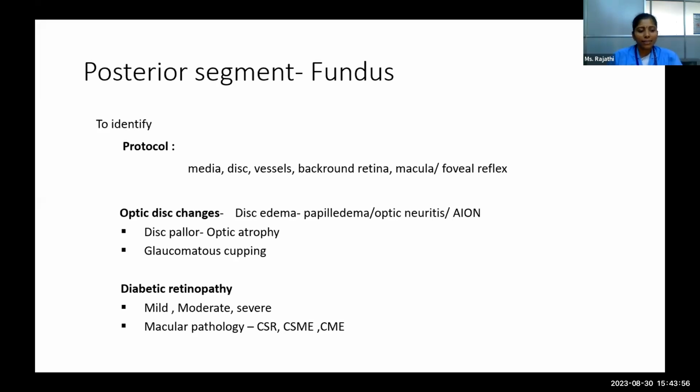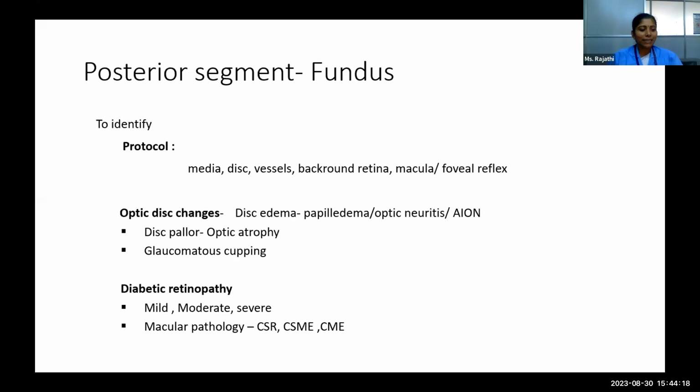Then we have to assess the disc. In this, we need to check shape, size, and whether any cupping is there. Then vessels. We have to check whether vessels are of normal size and normal width. So we have to check vessels and background retina. After that, we have to check the macula and foveal reflex.